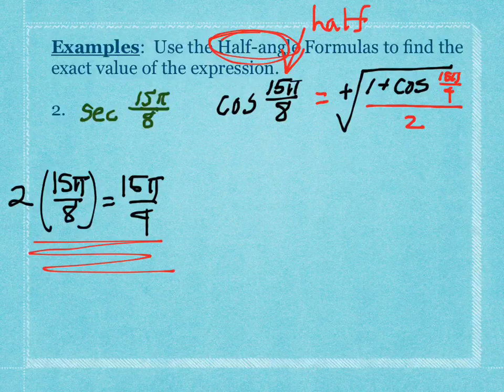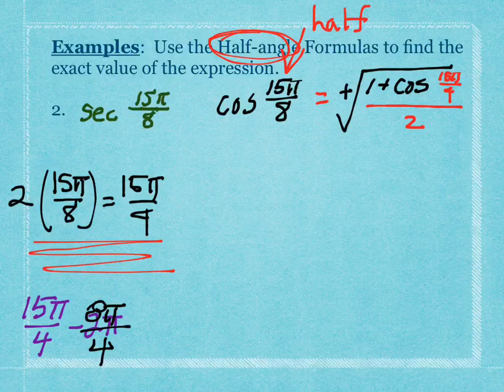Now, when we were doing the 15 pi over 4 over here, I made the comment that it's problematic at least because it's bigger than 2 pi, right? So how did you do that back in section 2, chapter 2? We subtract 2 pi, but 2 pi is the same as 8 pi over 4, right? So if I have 15 pi over 4 and I take away 8 pi over 4, what do I get? 7 pi over 4.